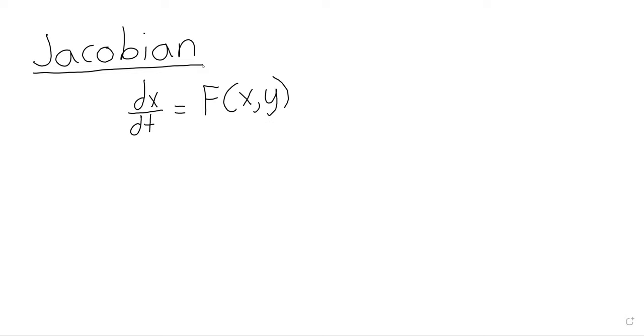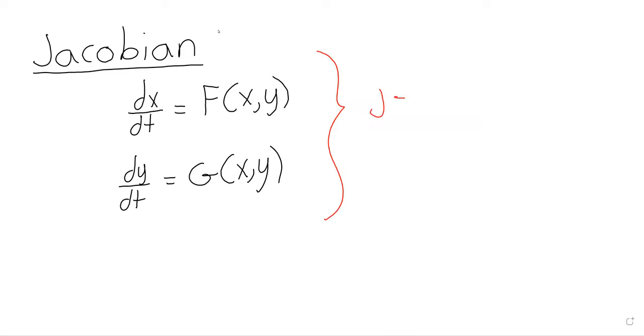You might have seen this in calculus. If you took calculus 3, you might have seen the Jacobian defined. But now we're going to talk about it in terms of differential equations. If you haven't, or if it was defined differently, say that we have autonomous differential equations. dx/dt equals f of x comma y, dy/dt equals g of x comma y. Then the Jacobian is a matrix of partial derivatives.